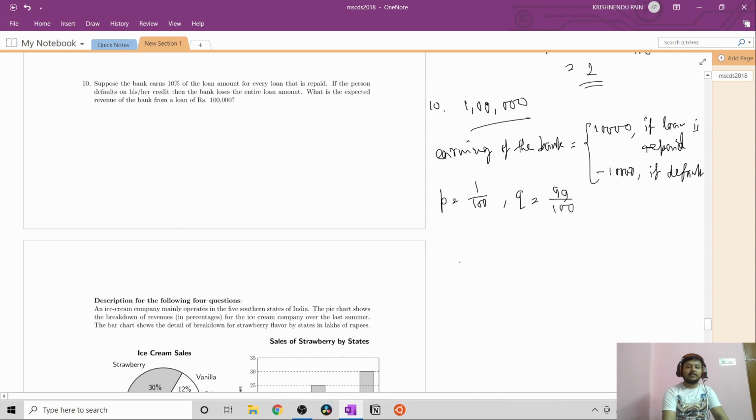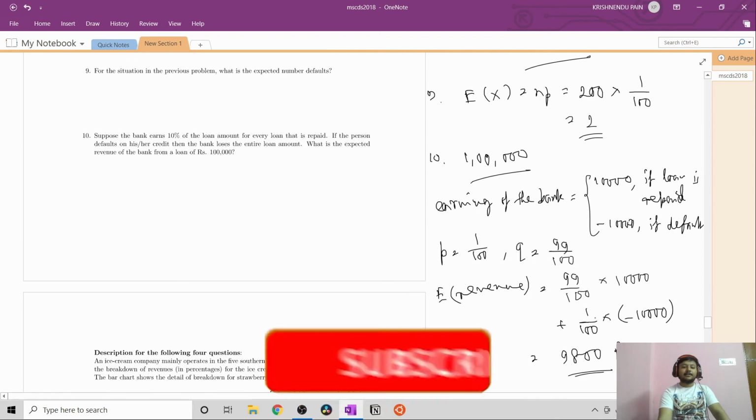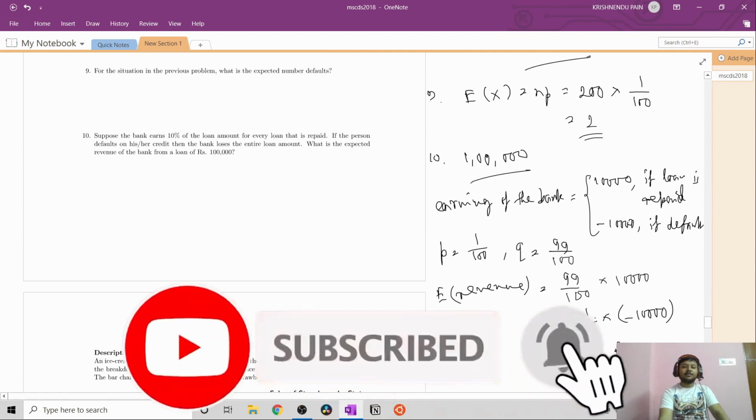So the expected revenue, you can write this as: if the loan is repaid, the probability is 99 by 100 into 10,000, plus the probability of default, 1 by 100, into the earning of the bank, which is minus 10,000 if it is a default case. So if you calculate this, you will get 9800 rupees. The expected revenue of the bank for a loan of 1 lakh is 9,800. This is the answer.